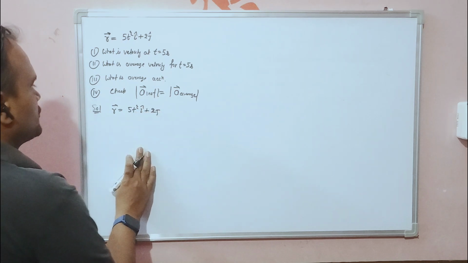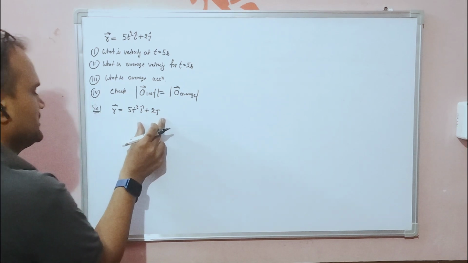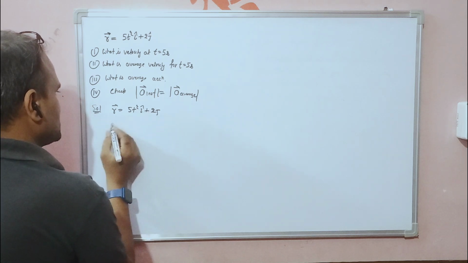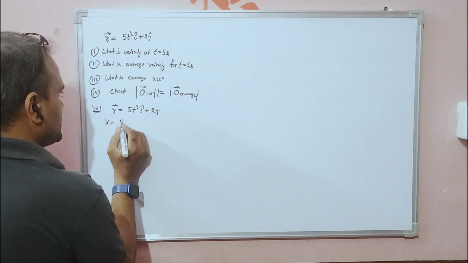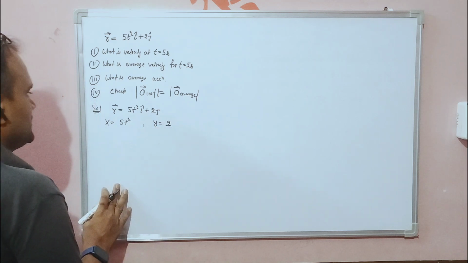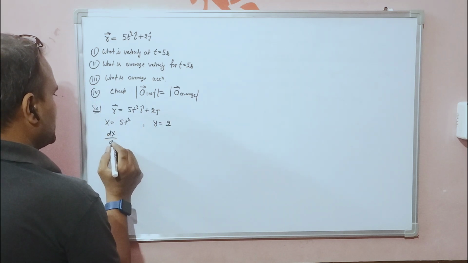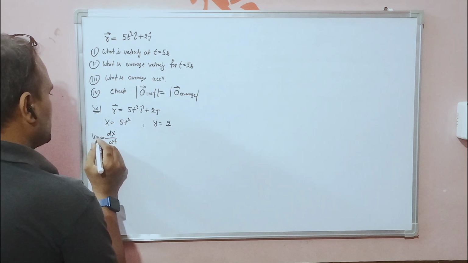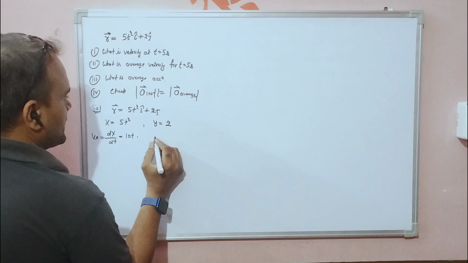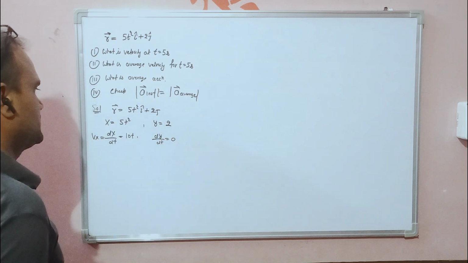Now as we already know, the coefficient of unit vectors i and j gives the position of an object along the x and y axis. So let's separate them: x equal to 5t square, y equal to 2. Now let's take the derivative of x and y. This is dx over dt, which is velocity along x. It is equal to 10t, and dy by dt equal to 0, right?